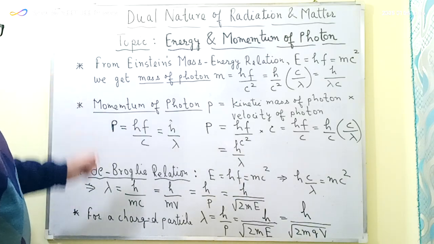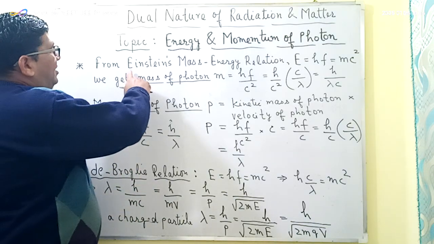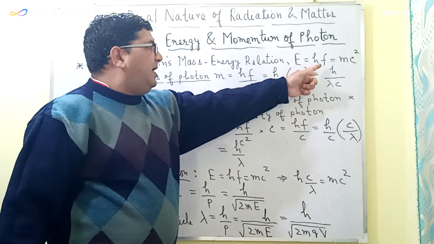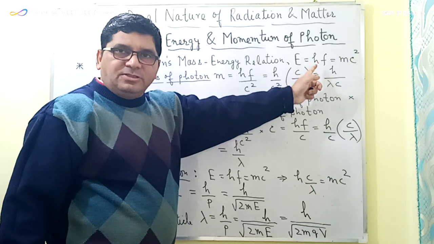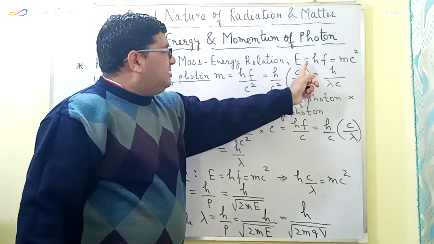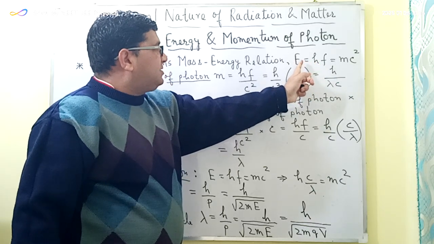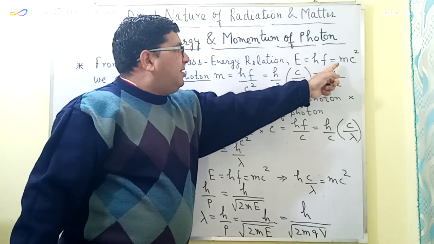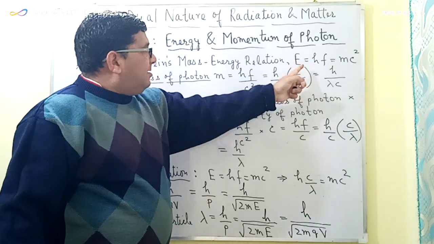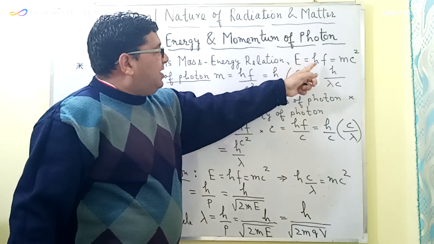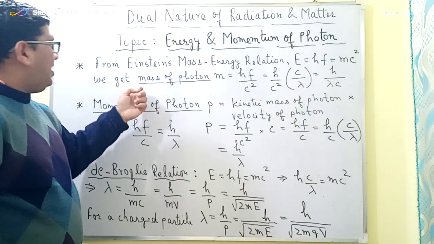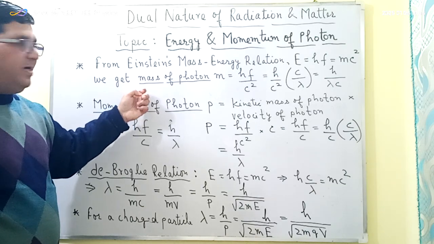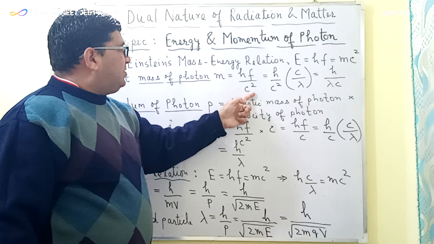So the first point here is that from Einstein's mass energy relation, E is equal to h into f, where f is the frequency of the incident radiation, and from the Einstein equation, the energy of the photon can also be written as mc square. So from this relation, E is equal to hf is equal to mc square, I will be getting the mass of the photon, or the kinetic mass of the photon, which is the other name of it, equal to hf upon c square.